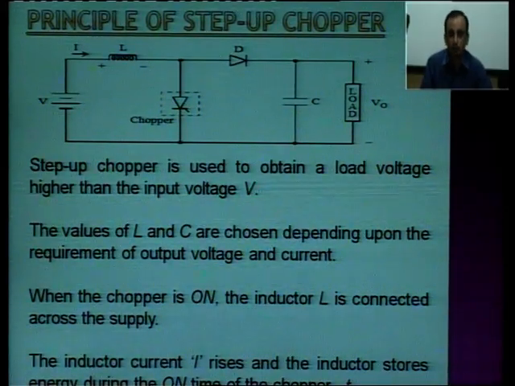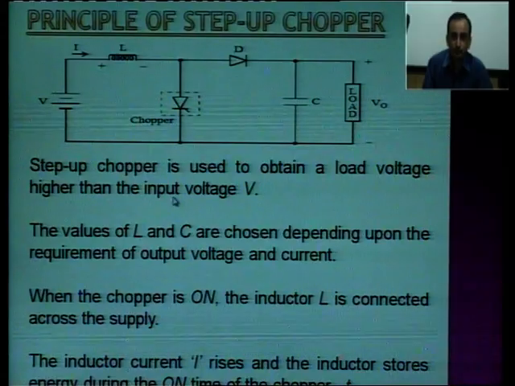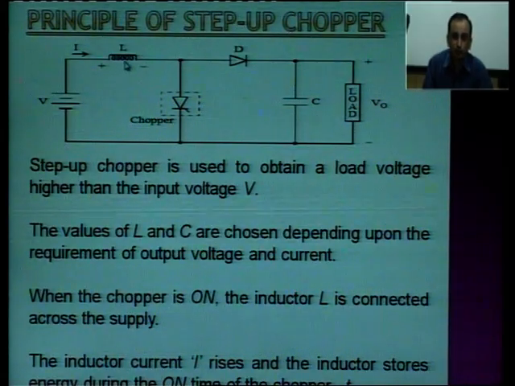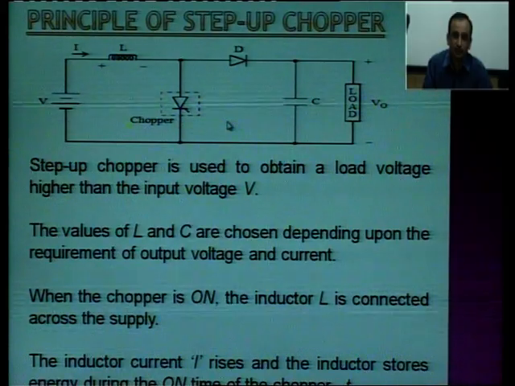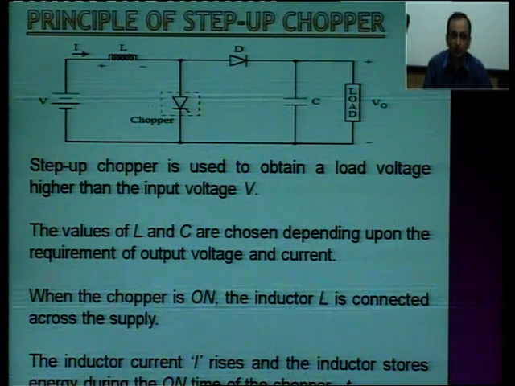The second is your step up chopper, where the output voltage will be slightly more than the input voltage. This is the circuit diagram for the step up chopper. Here we have two important elements, one is an inductor, one is a capacitor. The values of this inductor and capacitor are decided in such a way that they meet your requirement of output voltage and current. So, if you want a particular voltage level, you can decide the values of L and C accordingly.